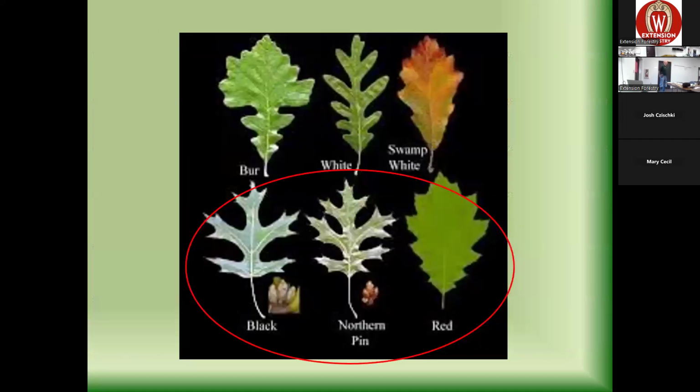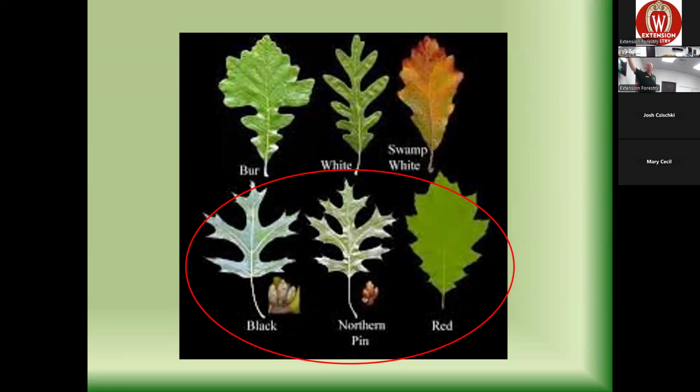It mostly, or most seriously, affects members of the red oak family. These are the ones, the reds, the pins, the blacks. Those are the ones where it's a death sentence. If that tree gets oak wilt, it's going to die. It doesn't somehow miraculously survive. This tree will die.